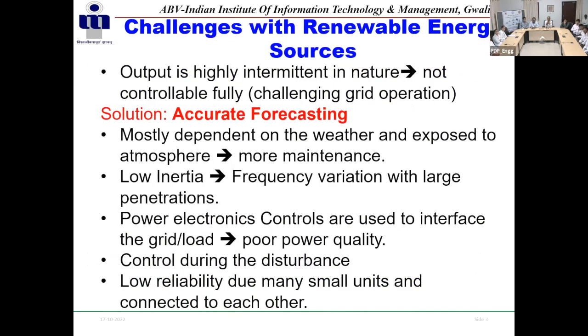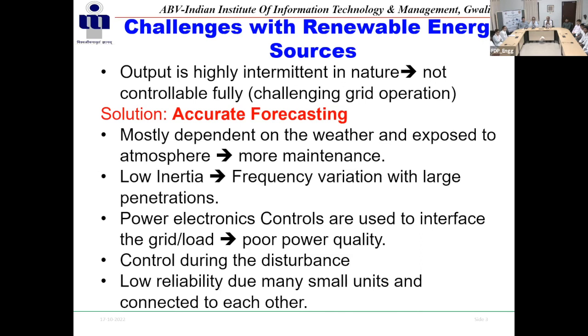Okay, so the various challenges I was already talking about in the beginning. The output of these renewable energy sources is highly intermittent in nature because they depend on nature. If it is solar and a cloud comes, certainly its output will change. Maybe after 15 or 20 minutes you find it is cloudy or going to rain, and the output will change. So it is highly intermittent in nature.